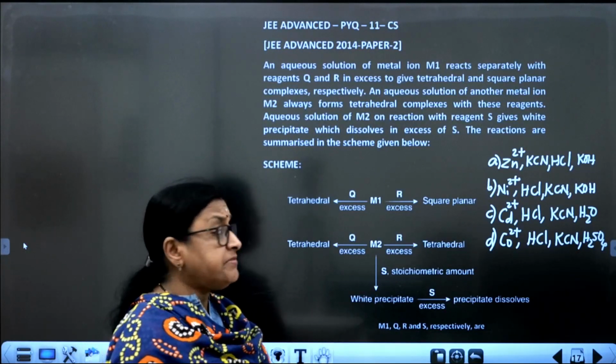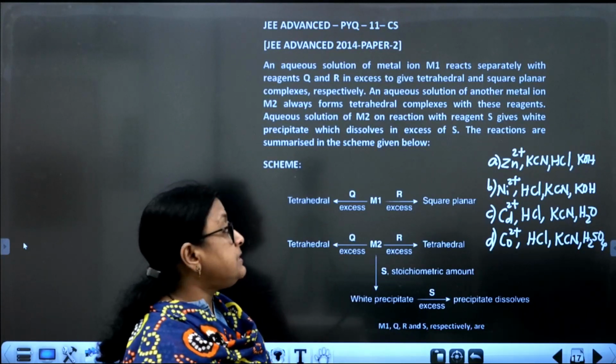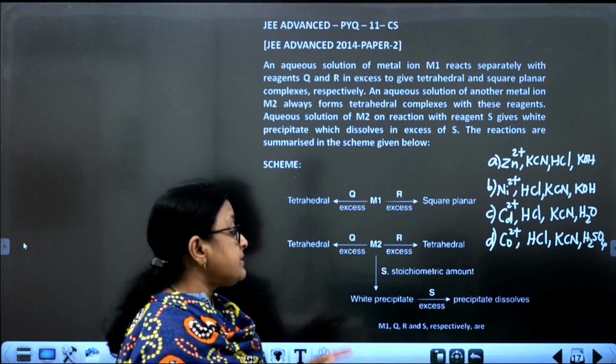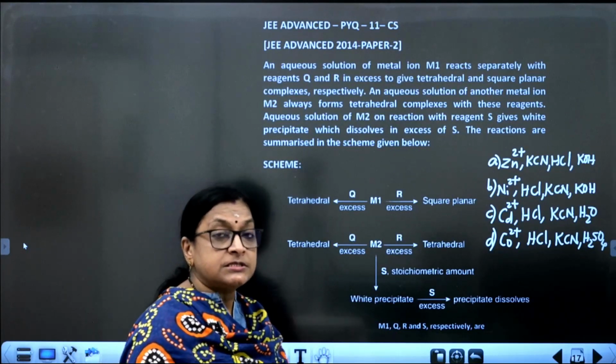So to begin with, let us go through the options and go to the explanation. The first option respectively is given. So M1, Zn2+ is given.